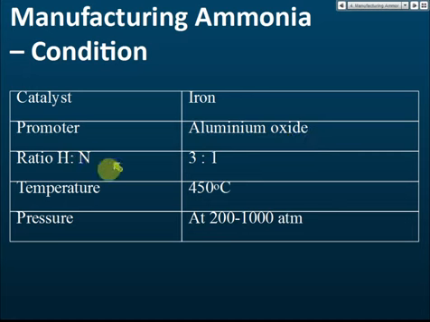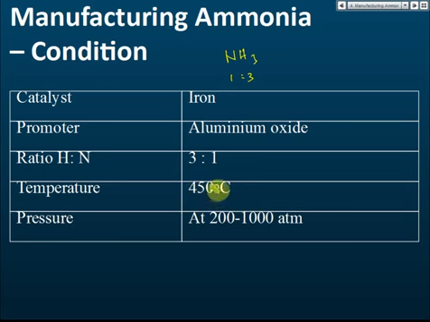The ratio of hydrogen to nitrogen is 3:1. This should be no problem because ammonia is NH3, so we have 1 nitrogen to 3 hydrogen. So the ratio of hydrogen to nitrogen is 3:1. Temperature: 450 degrees Celsius. Again, this is the same as the contact process.